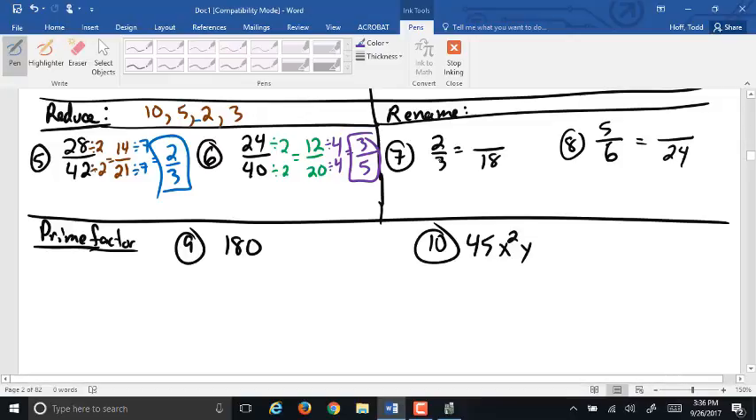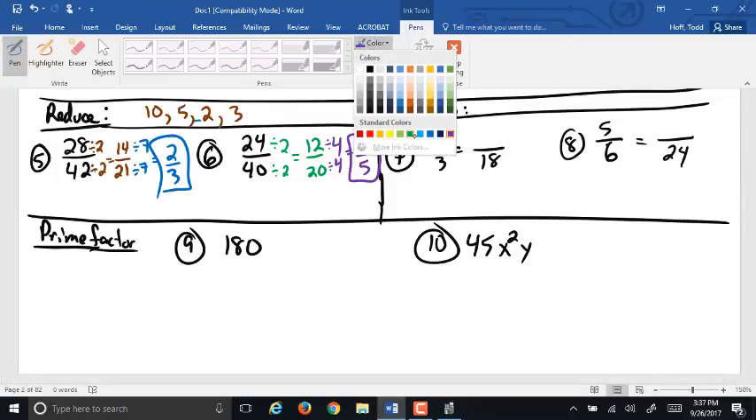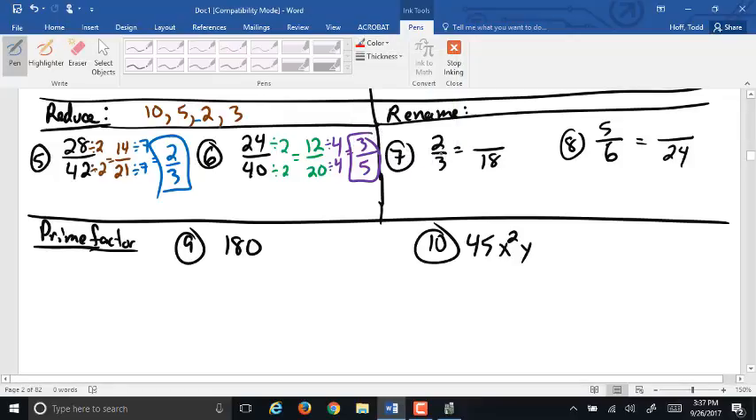Okay. Next, we have the 2/3. We're renaming them, changing 2/3 into eighteenths. And if you recall, what we had to do was figure out what do we multiply a 3 by to make 18? 6. So we have to do the exact same thing to the numerator. 2 times 6 is 12. So 12/18 is equivalent to 2/3.